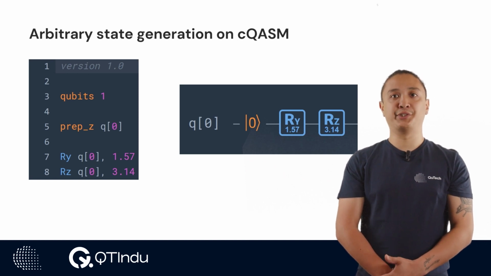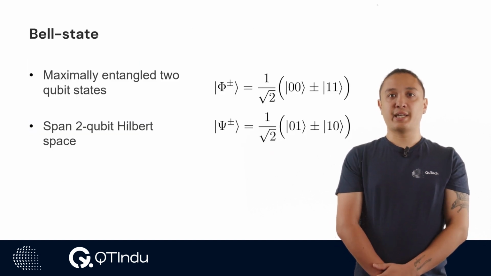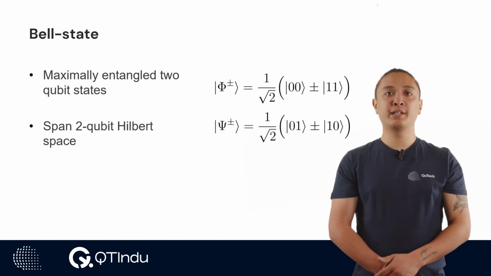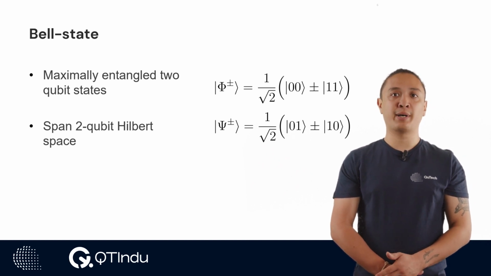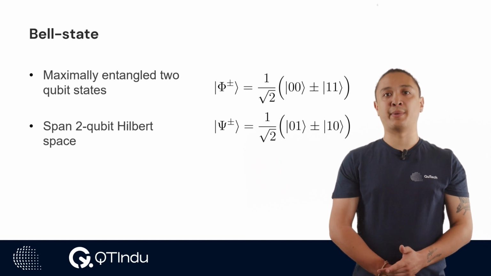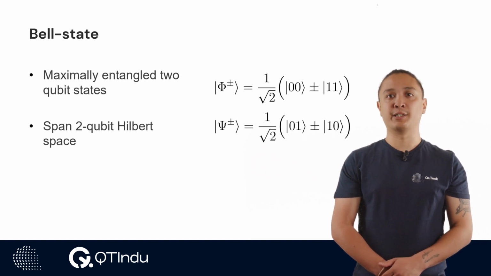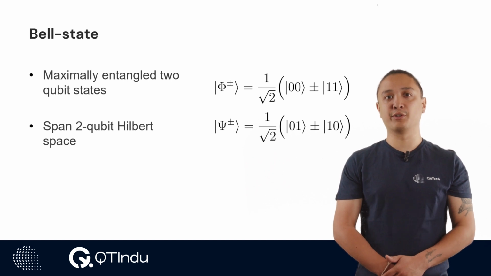Now that we have seen how to generate an arbitrary qubit state, we will move on to generating the 2-qubit Bell states. Bell states are examples of maximally entangled 2-qubit states. In total, there are 4 such Bell states, called the phi plus or phi minus and psi plus or psi minus states, which are given by the expressions here on the right of the slide. Together, these 4 states span the full 2-qubit Hilbert space and have useful applications, particularly in the field of quantum communication.